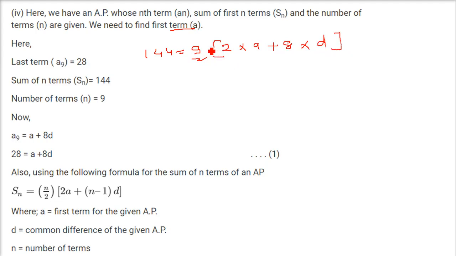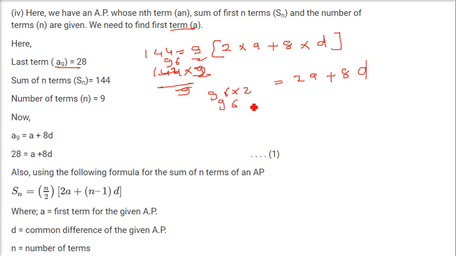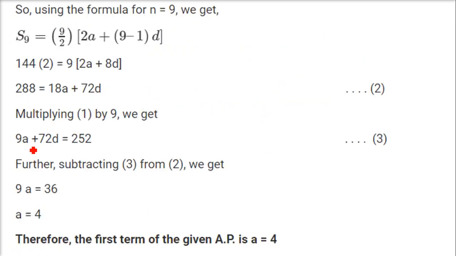Okay, now what we have to do here is that the ninth term is given. So we'll make two equations. So let us make first this equation. So this will be 144 into 2 by 9. So 9 ones are 9 and 6 9s are 54. So 96 into 2. This is what we get here. 96 into 2 equal to 2a plus 8d. Divide both sides by 2. 96 will be equal to a plus 4d. So a plus 4d equal to 96. This is our first equation.